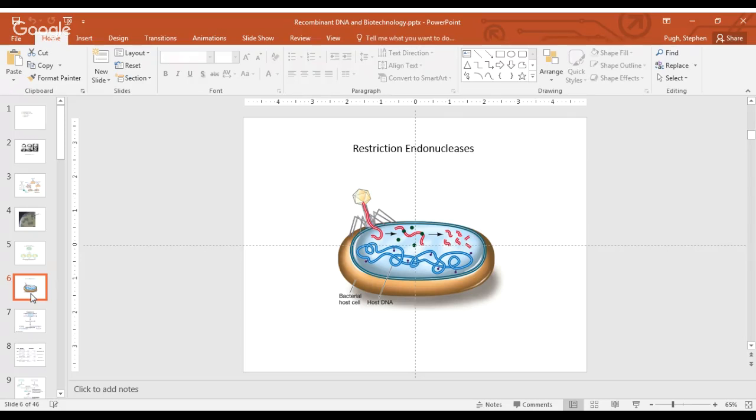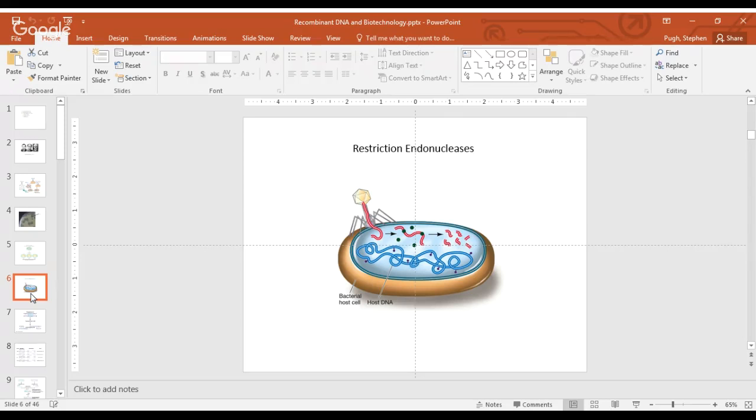They're also called endonucleases because they bind to the DNA of the phage somewhere in the middle of the molecule, and they snip that DNA. They essentially cut it up into little pieces, rendering it non-functional. And then the host DNA in the bacterial cell will continue to do what it's supposed to do. The viral DNA is eventually degraded.